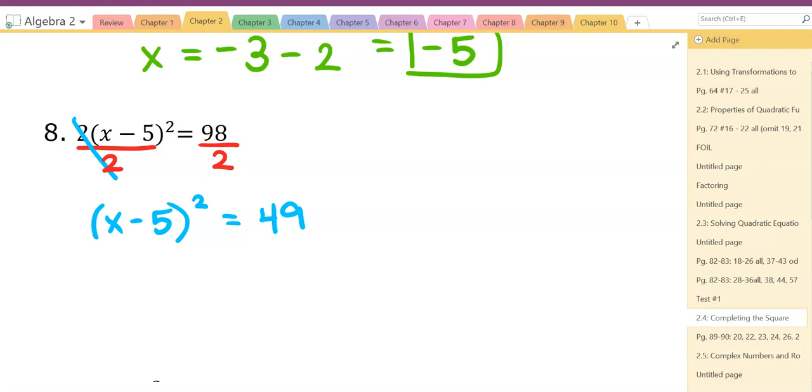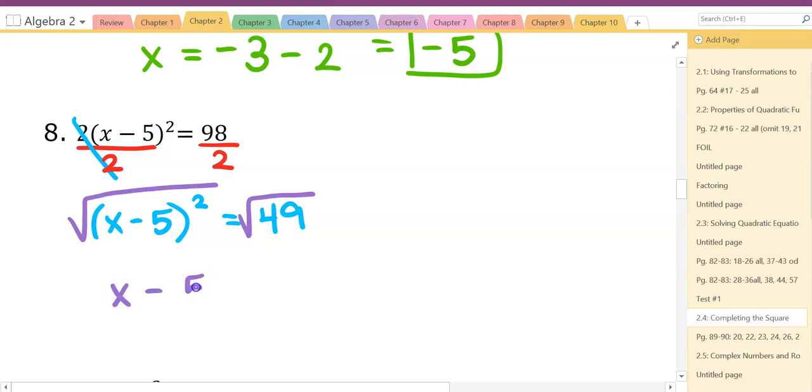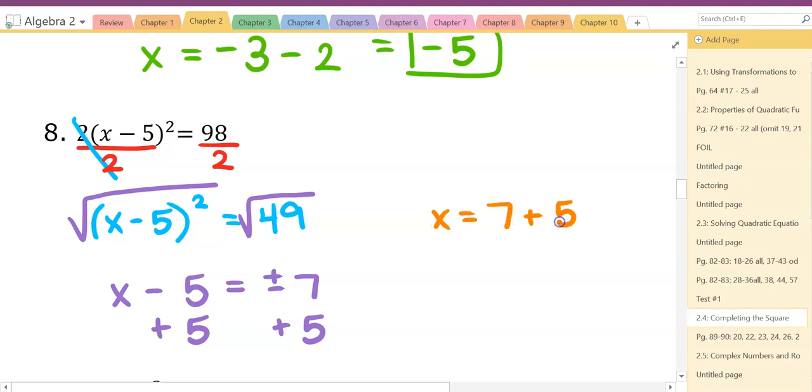So the first thing you should have done is square root both sides. So on the left side you should just have x minus 5. What's the square root of 49? 7. So make sure you guys wrote plus minus 7. Then what did you have to do here? Add 5. So plus 5 onto both sides. So again, you're going to have two different answers. For one of them, you're going to have to do the positive 7 plus 5. For the other one, you have to do negative 7 plus 5. So you should have gotten 12 and then negative 2.